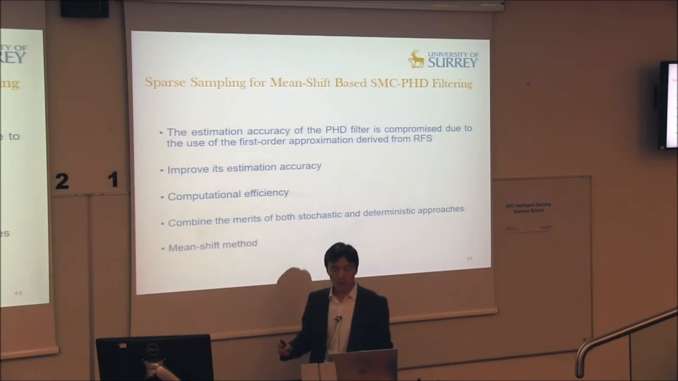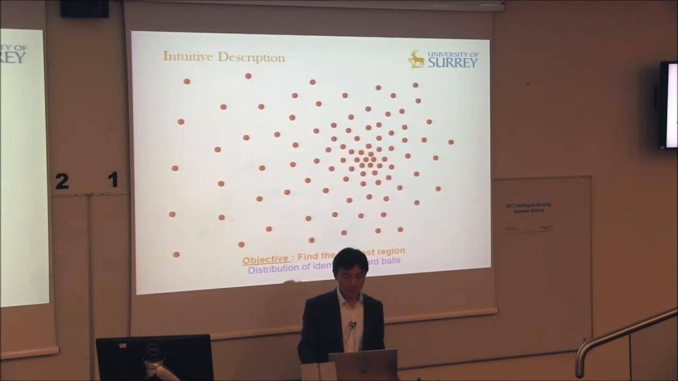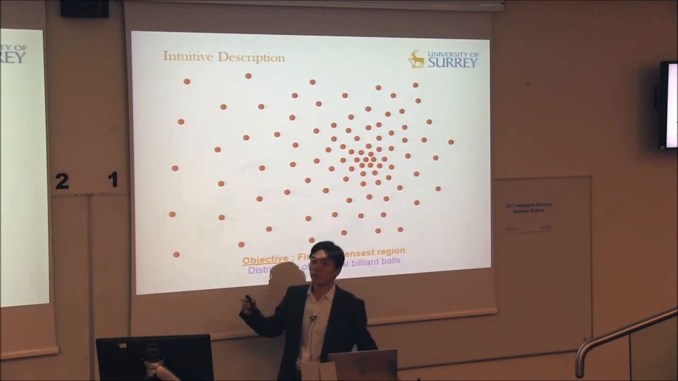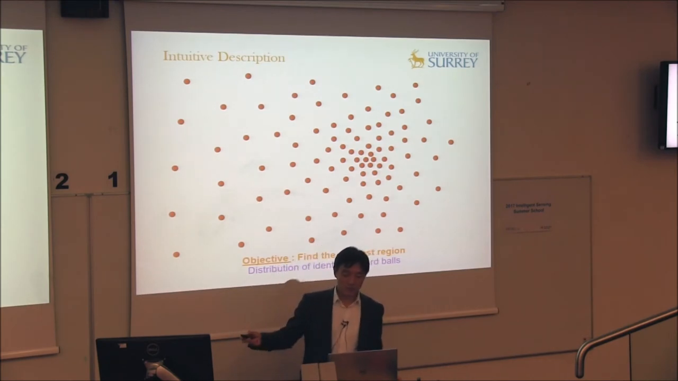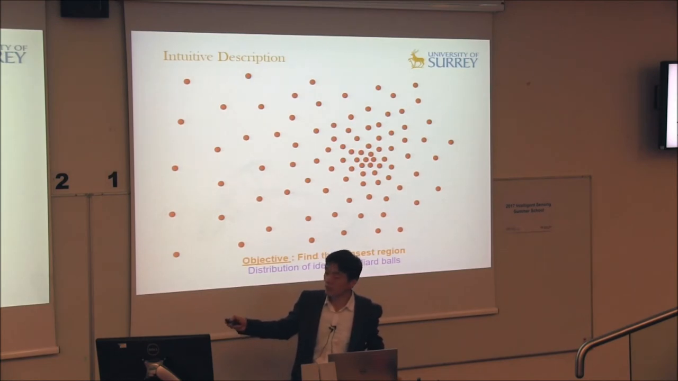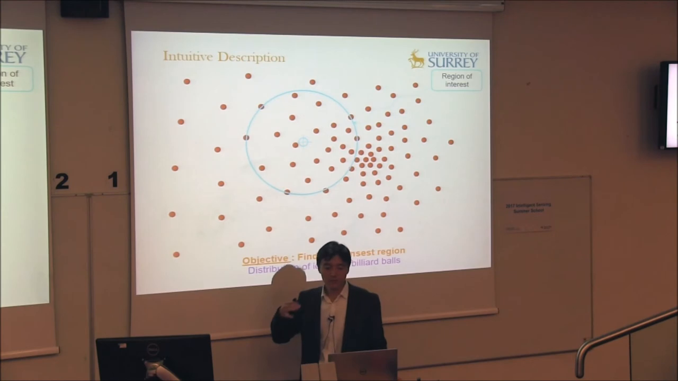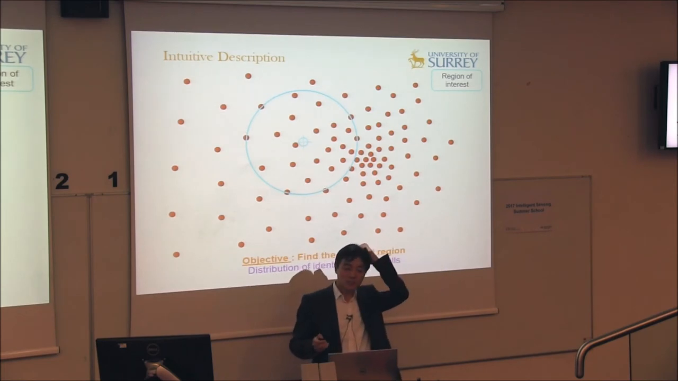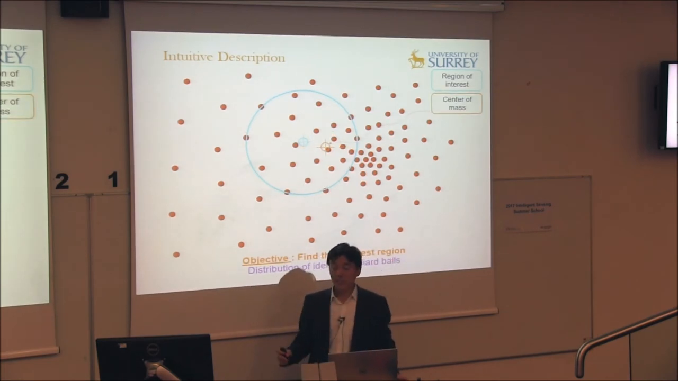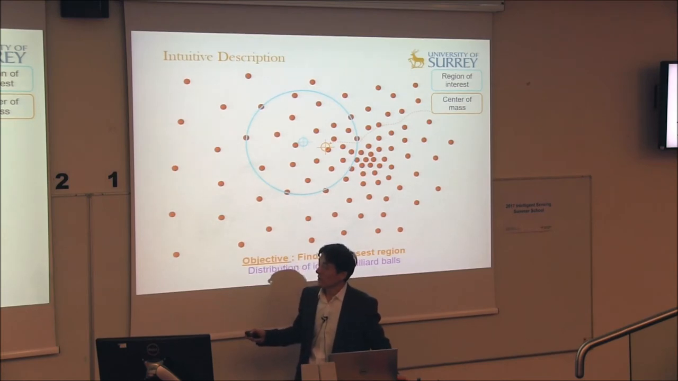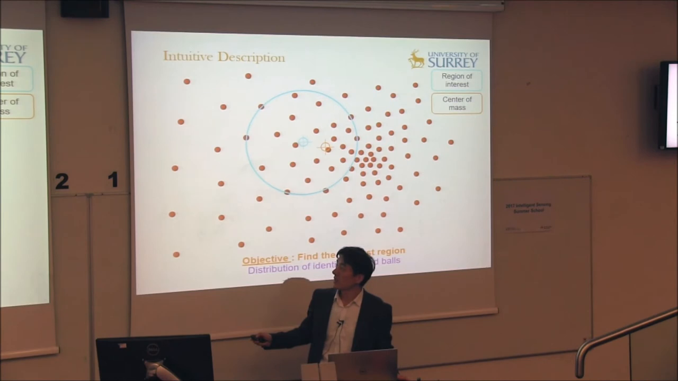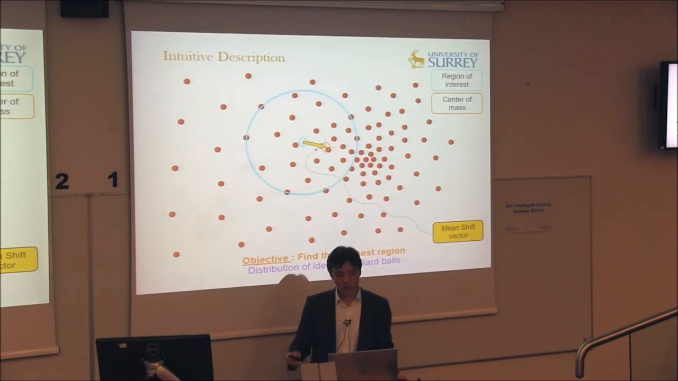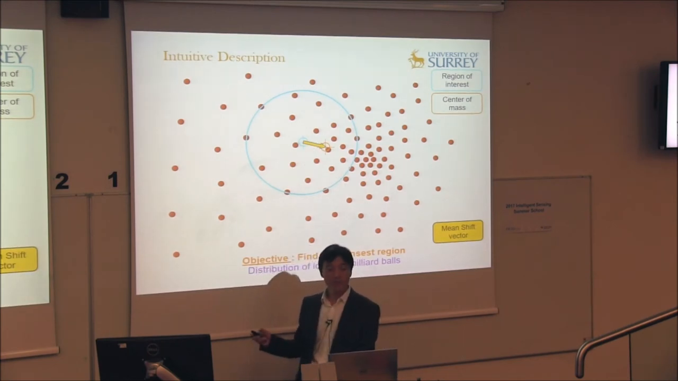So what we did is we used some ideas from mean shift. So how does mean shift work? This is an intuitive explanation of the idea. For example, if you want to find the density regions here, you can create a region of interest and then evaluate it. You estimate the so-called center of the mass, and then you compare it with the center of the region, and you move the center of the region to the center of the mass. This gives you the mean shift vector.